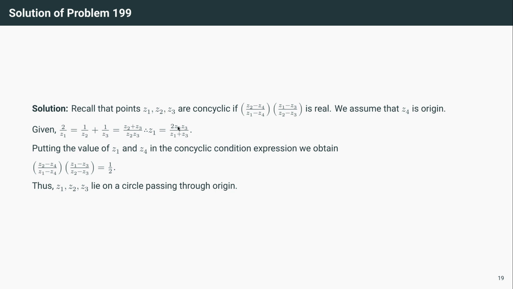So now we put the value of z1 in this equation and z4 as 0 in this equation, and then we will obtain that the value of this expression is half. Half is a real quantity, and thus we deduce that all the 4 points are concyclic, where the fourth point is origin.